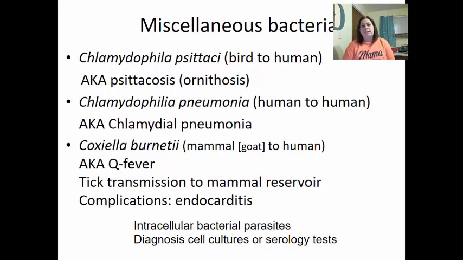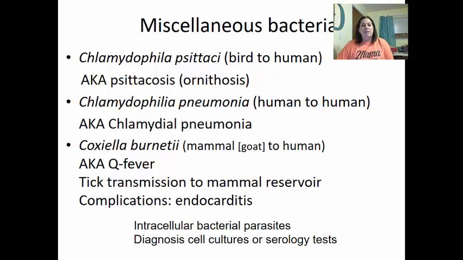So when we look at some miscellaneous bacteria, we saw that the Chlamydophila psittaci is going to be a bird to human transmission. This is also known as psittacosis or ornithosis, meaning that it travels from birds. We also have the Chlamydophila pneumoniae. This one is going to be from human to human. This is also known as chlamydial pneumonia.